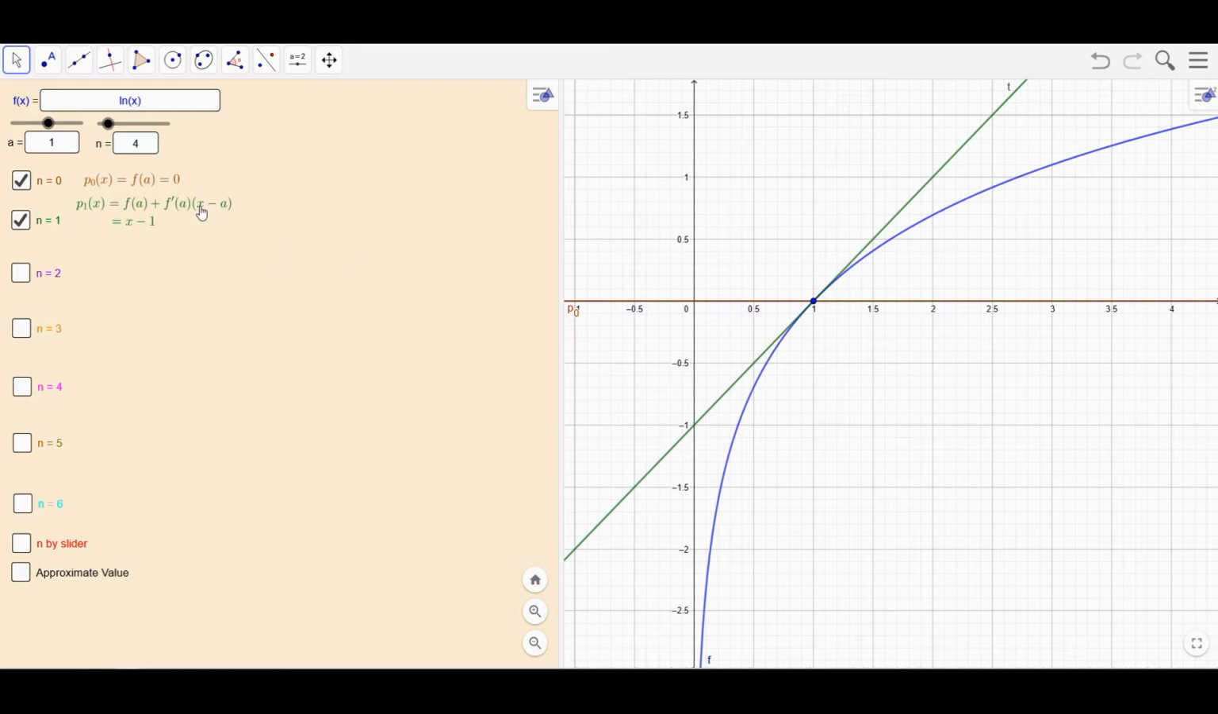The slope is going to be the same. So if you take the derivative of this polynomial, you get 1, which is the derivative of the original function at that one point. And so the y value of the function agrees, and the derivative agrees at that point, and that gives you the tangent line.